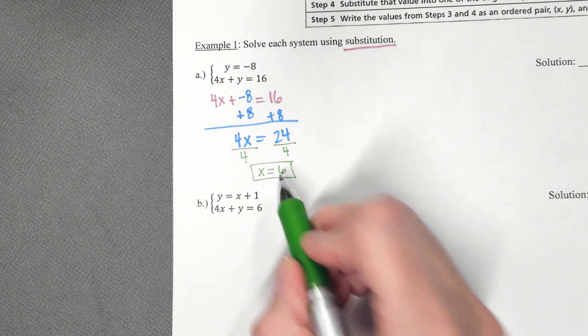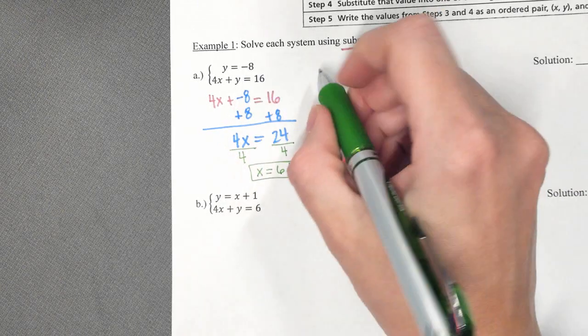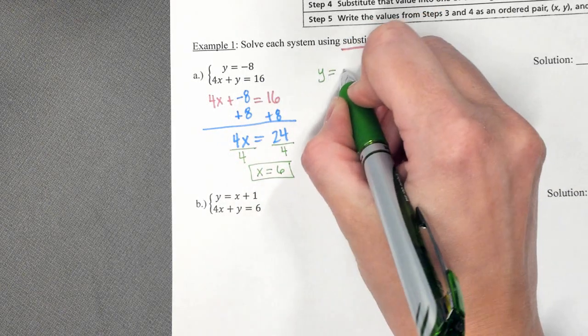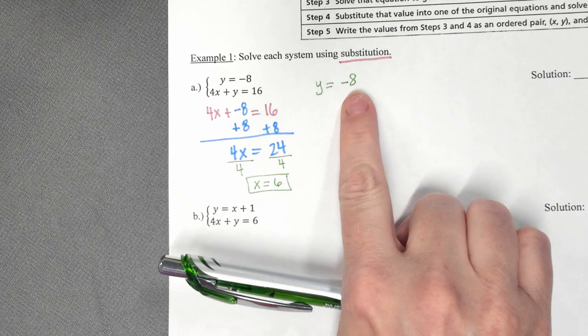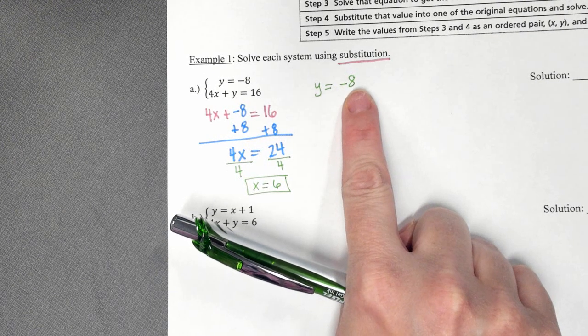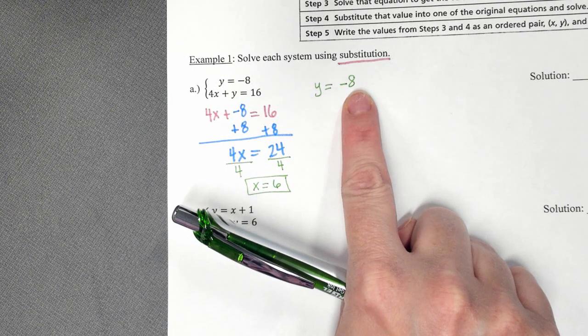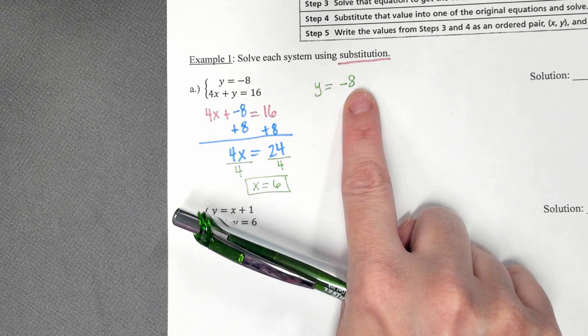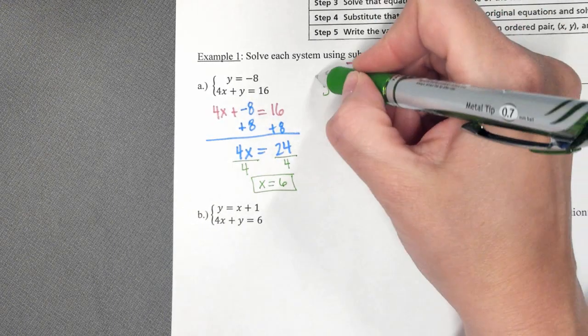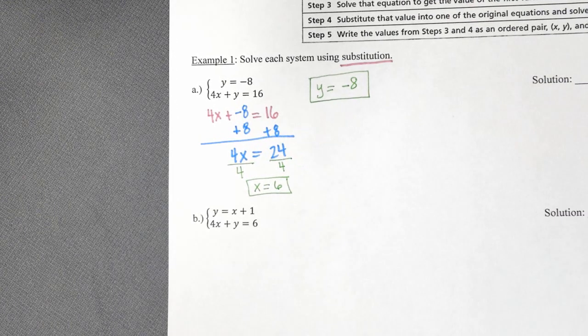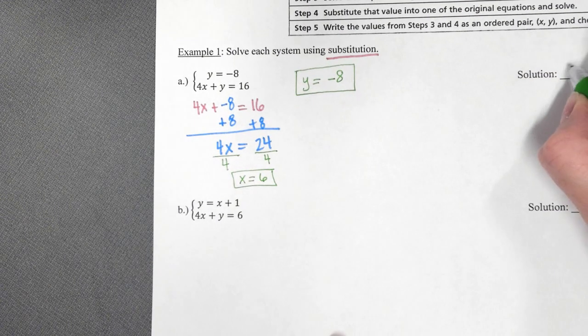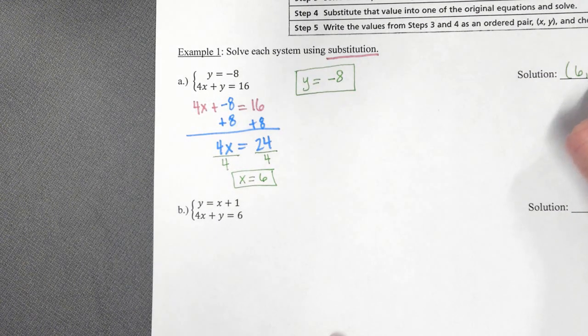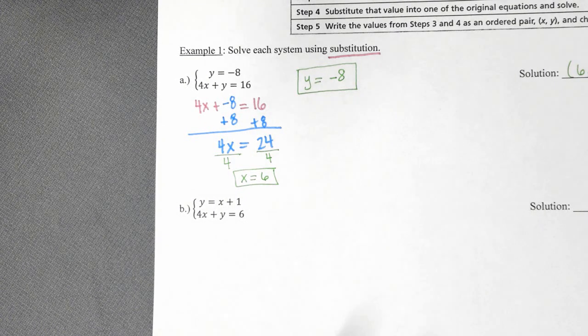Once you get that, now we're going to write out what the y is. If there's no x, you don't have to plug it in. That's something that we've done before. But if there is an x, you will plug it in. If there's nothing to solve for, then yay, you have your y, and you can just write your solution as 6 comma negative 8.